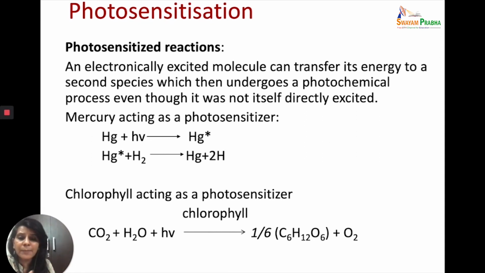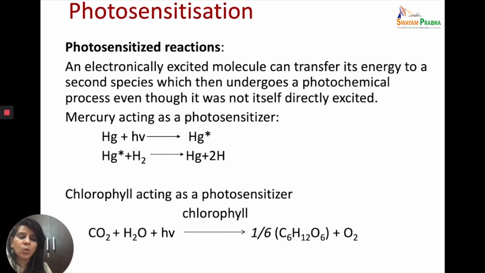What happens in a photosensitized reaction is that an electronically excited molecule can transfer its energy to a second species, which can then undergo a photochemical process even though it was not itself directly excited. For example, mercury is a photosensitizer here. It absorbs light, gets excited, and transfers its energy to the hydrogen molecule, which then undergoes decomposition to give two hydrogen atoms. Similarly, in photosynthesis, chlorophyll is a photosensitizer.